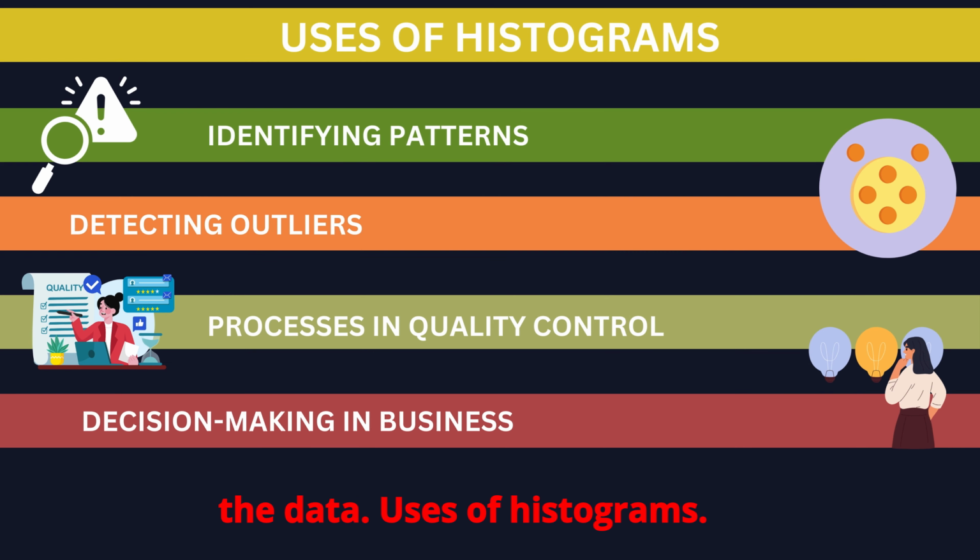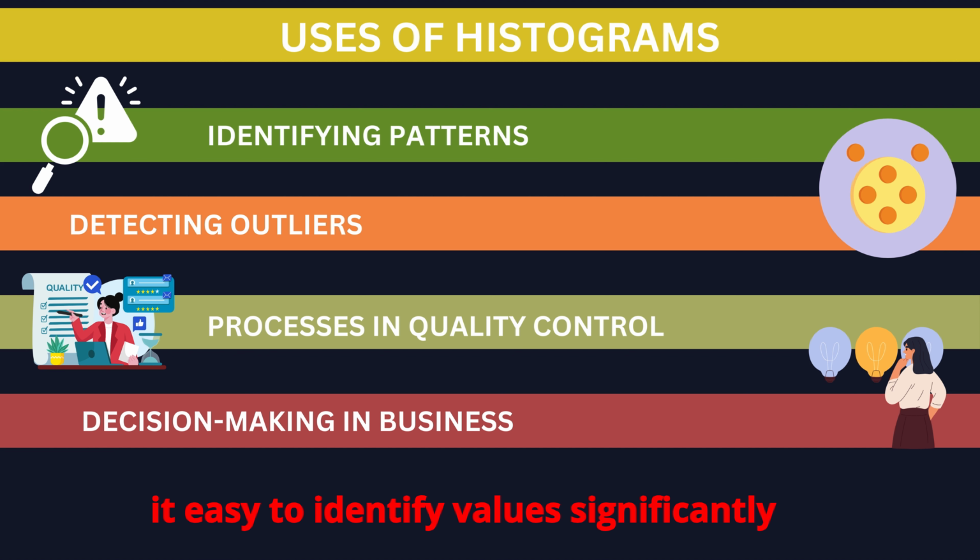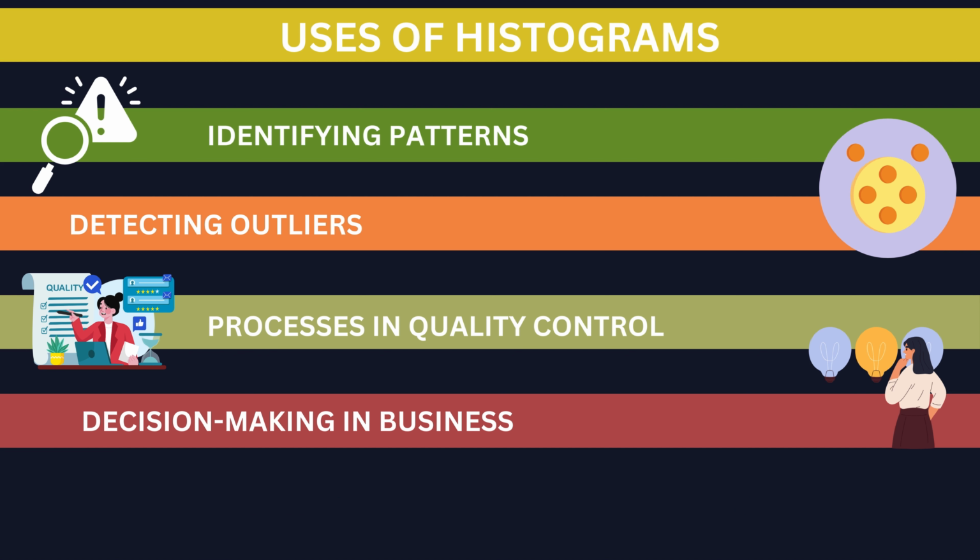Uses of histograms. First is identifying patterns. It makes it easy to spot patterns or distributions in data, such as normal, skewed, or bimodal distributions. Next is detecting outliers, in which outliers appear as isolated bars, making it easy to identify values significantly different from the rest of the data.